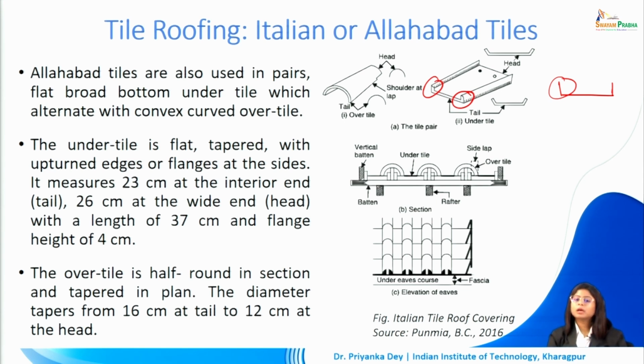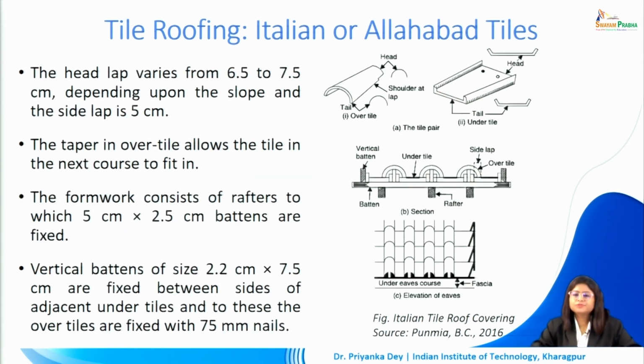Now this is of course a broad specification. It's possible that locally the size may vary. It doesn't necessarily have to be exactly the same, a permutation and combination of this. The over tile is half round in section and tapered in plan. The diameter tapers from 16 centimeter at the tail to 12 centimeter at the head. So just like the previous type, here also the curved over tile is going to have a certain taper to its longitudinal shape. The head lap varies from 6.5 to 7.5 centimeters depending upon the slope and the side lap.